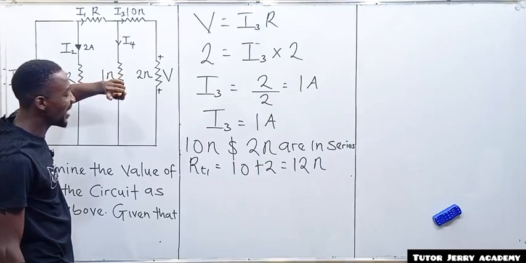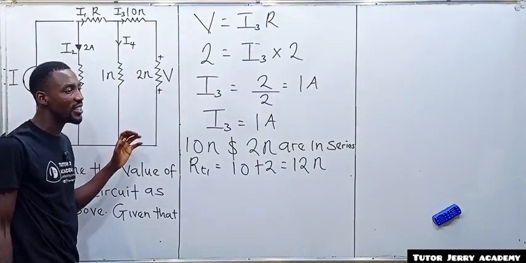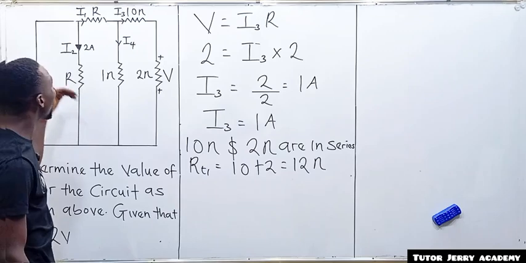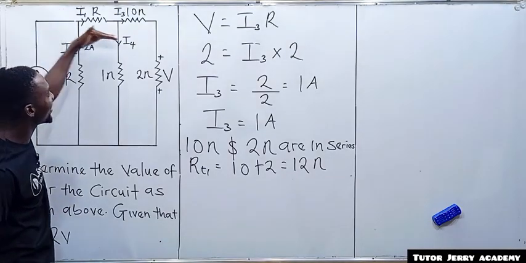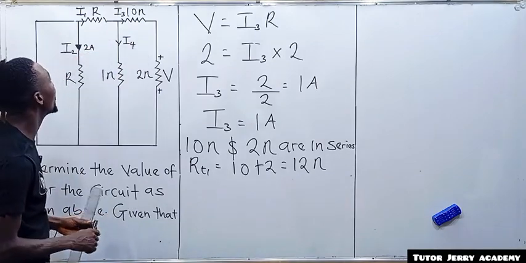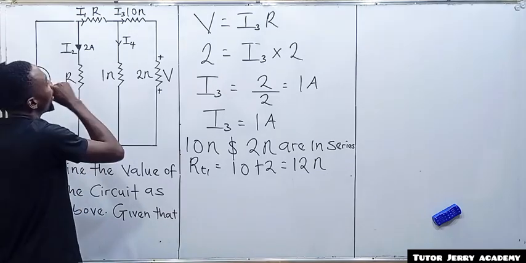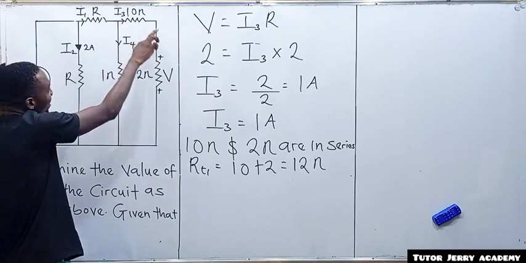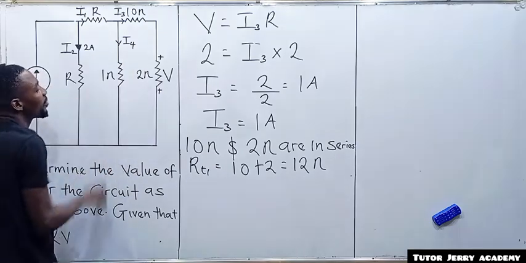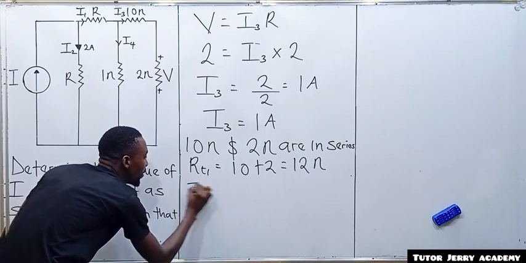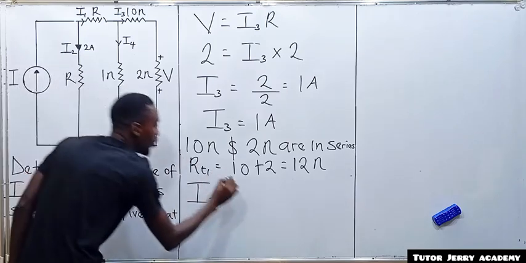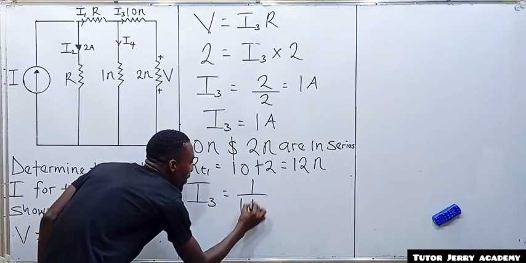But don't forget that we've already calculated our I3. The reason for this is because we are heading somewhere. We want to find the value of I1, because I1 is the total current that is entering this branch. Is that clear? I3 is also the current that is passing through this 12 ohms that we just calculated. So if we find I3 now, using current divider rule, I3 will be equal to 1 over 1 plus what?